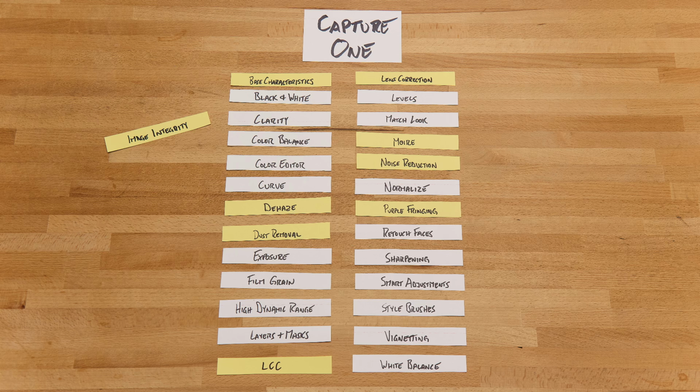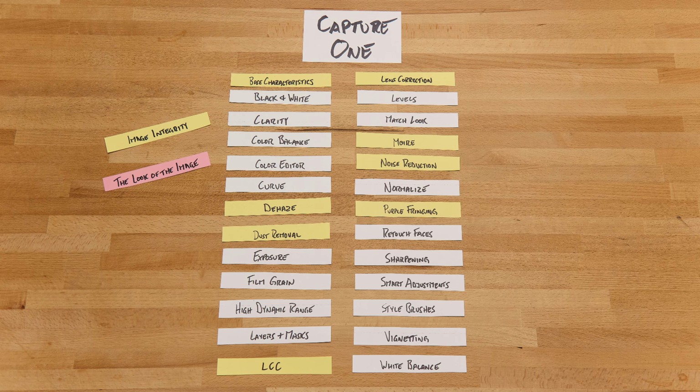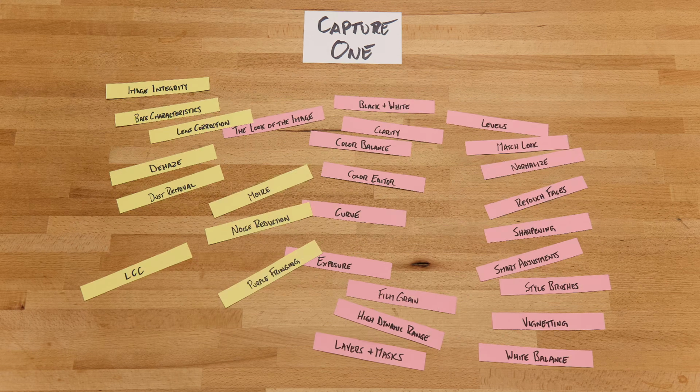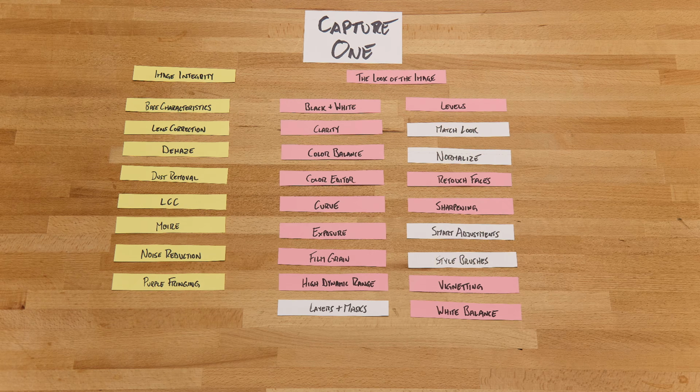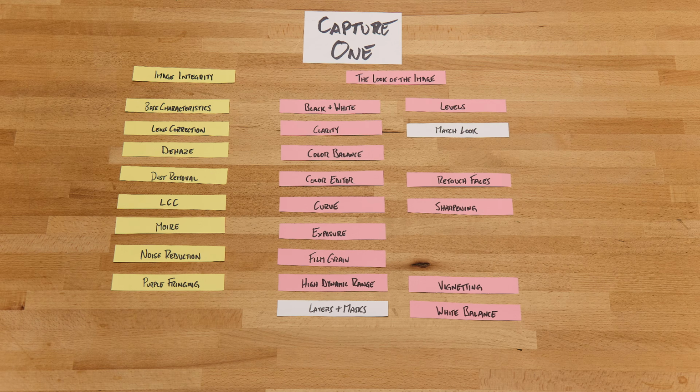Then we have our image adjustment tools, and these are the tools that shape the creative look of our image. Among these, however, tools like style brushes, normalize, match look, and smart adjustments don't create unique processing adjustments. They simply apply preset configurations to the other tools. So let's remove these from the mix.